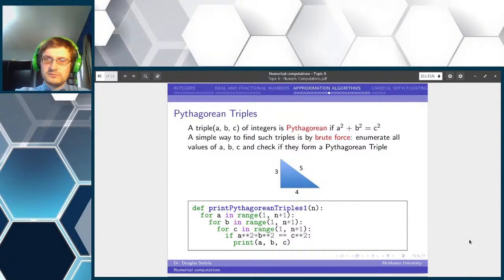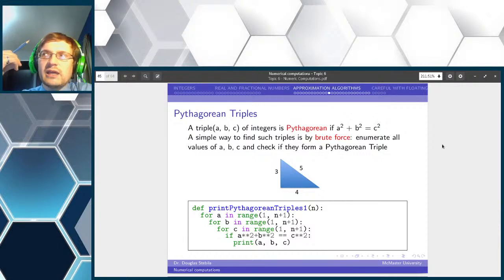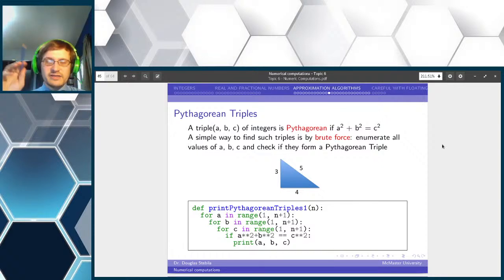So, now for something completely different. Let's talk about Pythagorean triples. Everybody should know the Pythagorean theorem. A Pythagorean triple is three whole numbered values, or integer values, such that when they are the sides of a triangle, that triangle is a perfect right-angle triangle.